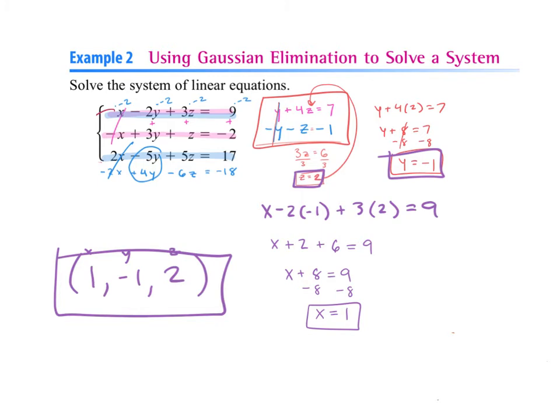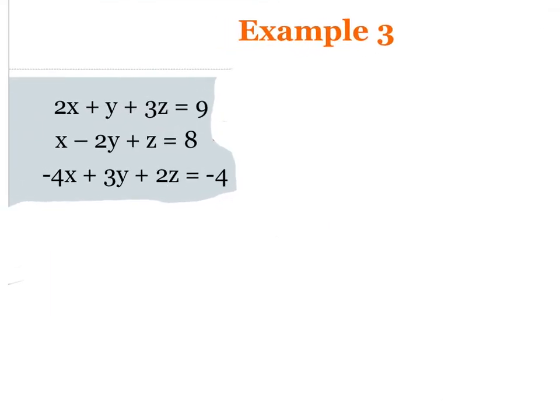All right, let's look at the next example. So we want to cancel out one of our variables, and we can only work with 2 equations at once. So which 2 do you want to work with here? First and second. And what do you want to cancel?